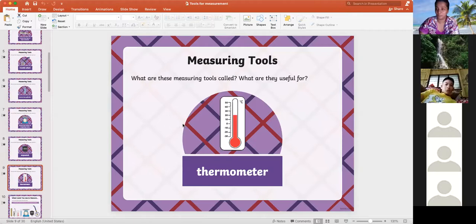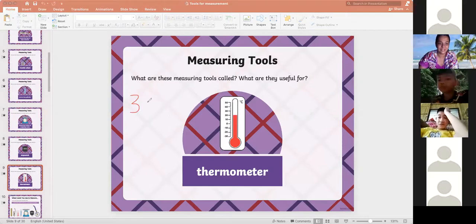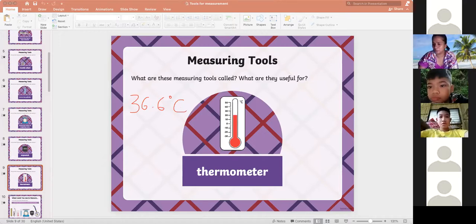Now, this topic of measurement, boys, is all around you. Everywhere you look around you, there's something to measure. Okay? Mesti ada sesuatu untuk measure. Yes, and your body temperature is supposed to be 36.6 degrees Celsius, bukan Fahrenheit. Kita guna Celsius.